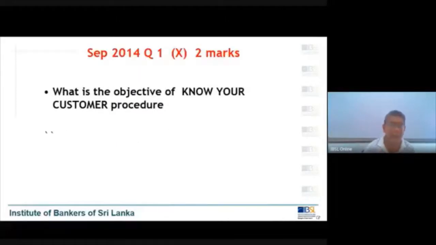Okay, now let's look at the question. We try to understand the concept: what is the objective of Know Your Customer? Remember, Know Your Customer rules came under the Financial Transaction Reporting Act. If the examiner asks you, on what law did the KYC rule come, it is the Financial Transaction Reporting Act. So what is the objective of Know Your Customer?